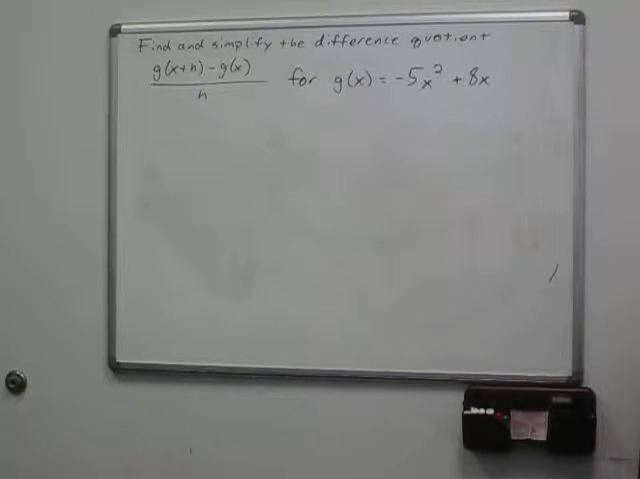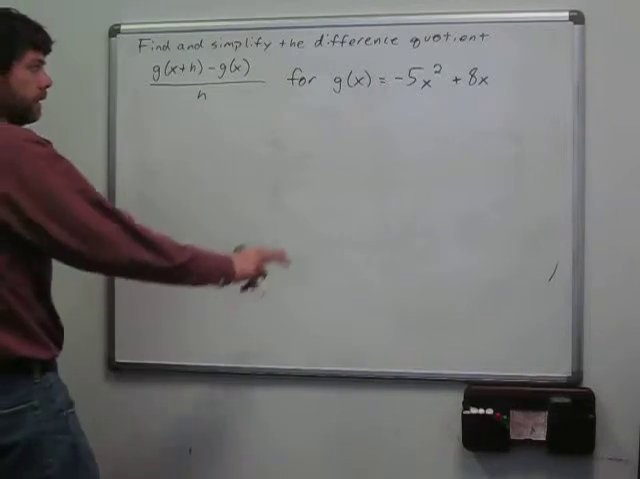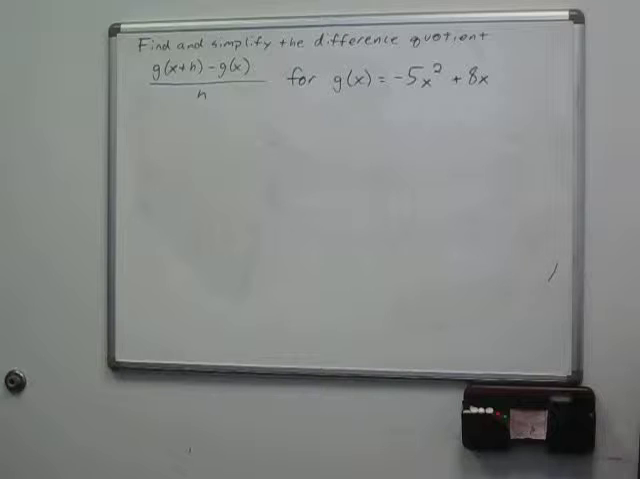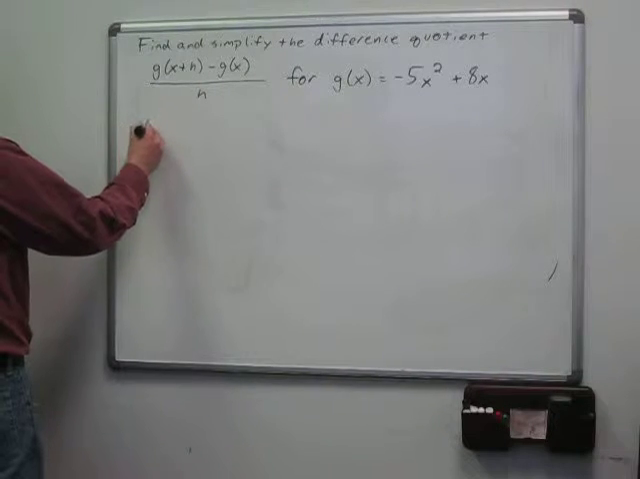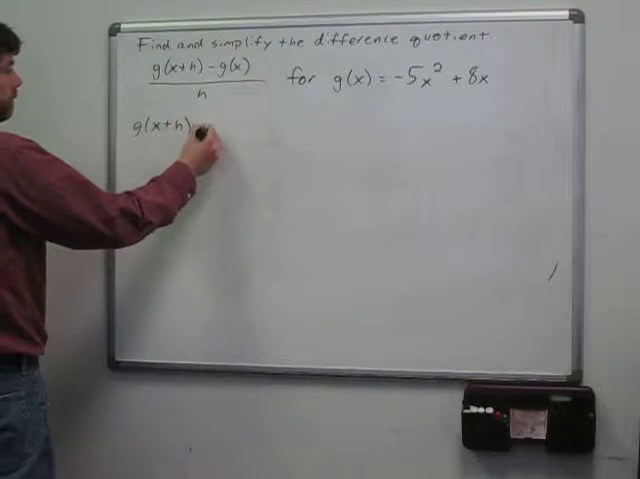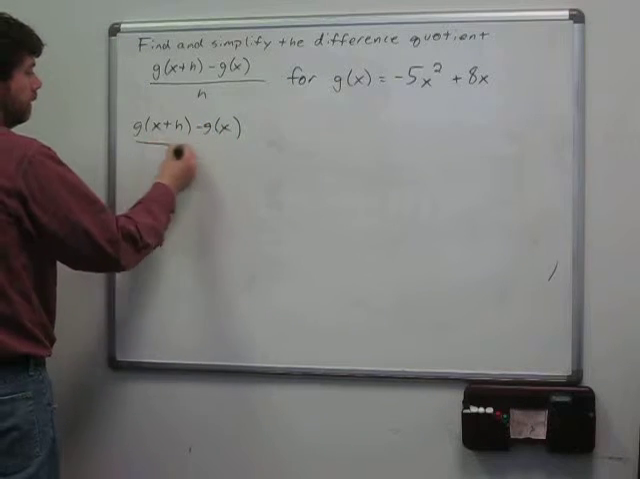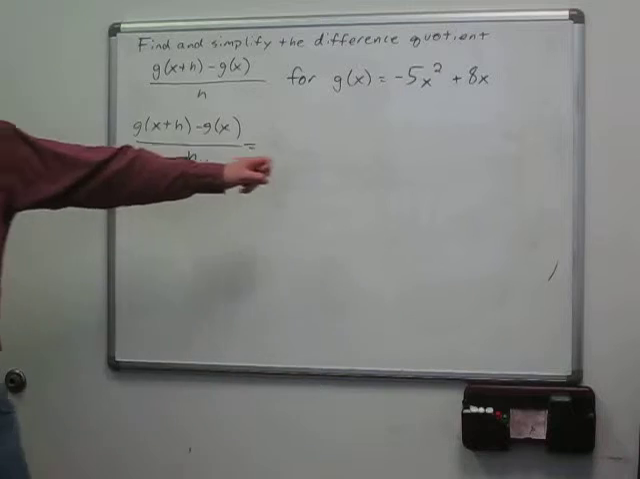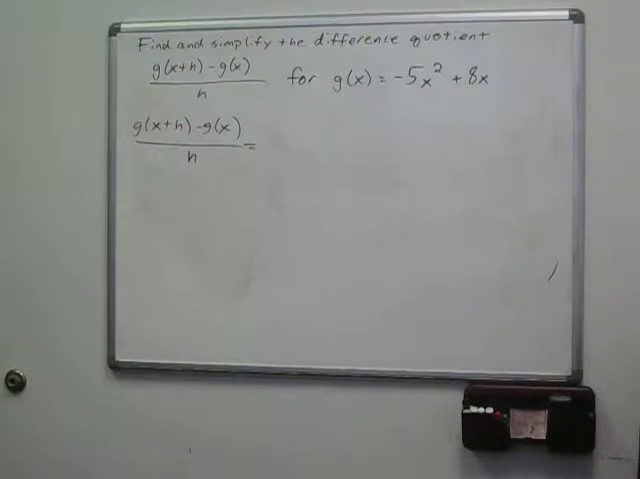This problem asks us to find and simplify the difference quotient for this function g, negative 5x squared plus 8x. So the first step is to take this expression and make appropriate substitutions based on the function that we are working with.